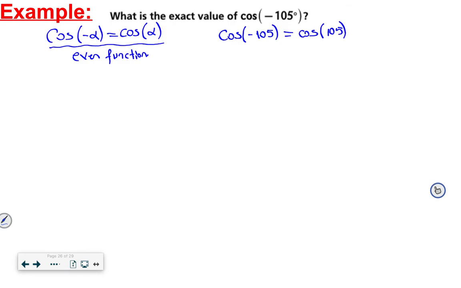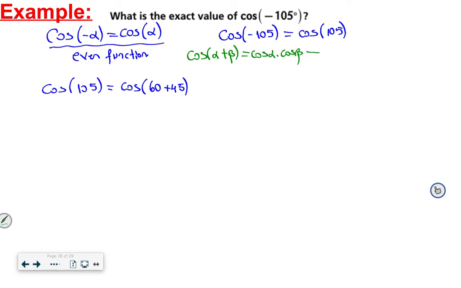So after that, ladies and gentlemen, you need to focus on how we can write 105 as a sum or difference of two special angles. Cosine 105 can be written cosine of 60 plus 45. And before we continue, I would like to remind you, cosine alpha plus beta can be written cosine alpha times cosine beta minus sine alpha times sine beta. If you assume that alpha is 60 and beta is 45, you can write it down: cosine 60 times cosine 45 minus sine 60 times sine 45.